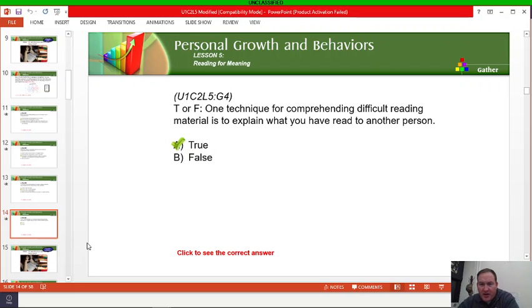One technique for comprehending difficult reading material is to explain what you have read to another person. Very much that is true. So if any of you have actually tried this, I think you may find it to be very useful to you. Or again, if you are getting tutoring or something like that, maybe read something and then explain it back to the tutor, because you may find that they're often doing that for you.